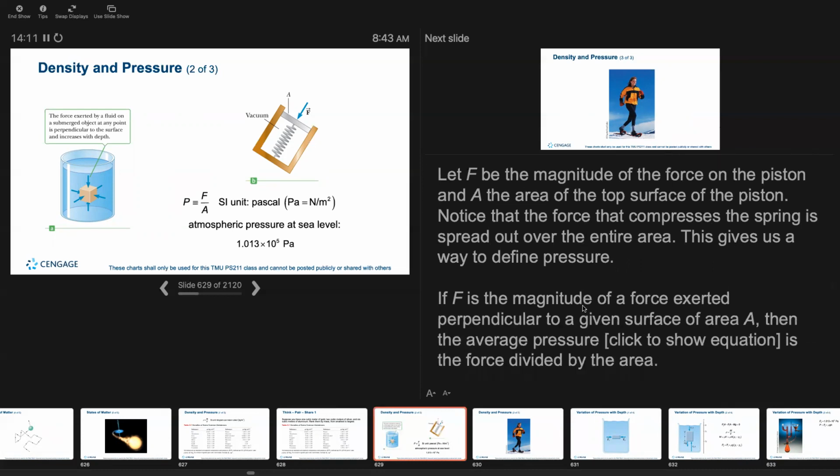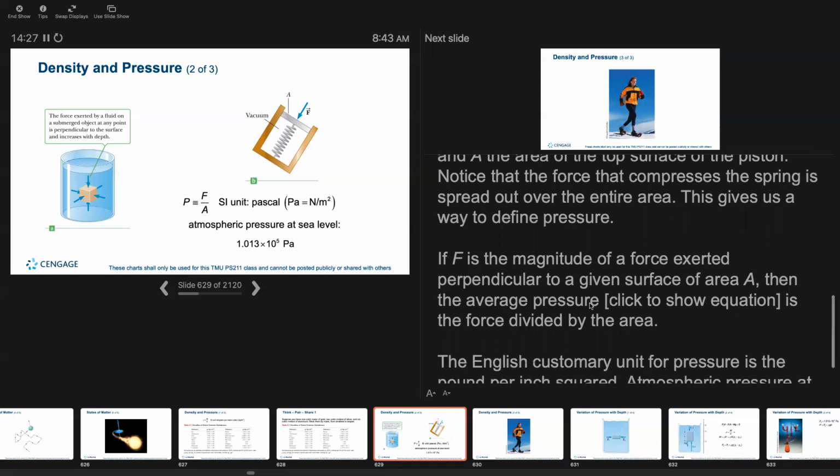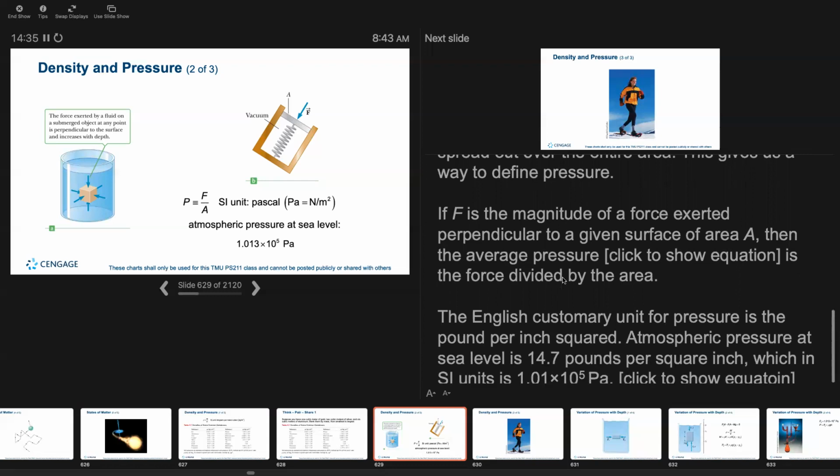So let F be the magnitude of the force on the piston, and A the area of the top surface of the piston. Notice that the force that compresses the spring is spread out over the entire area. This gives us a way to define pressure. If F is the magnitude of a force exerted perpendicular to a given surface of area A, then the average pressure is the force divided by the area.